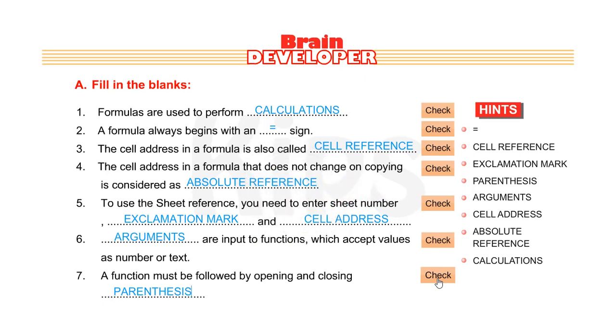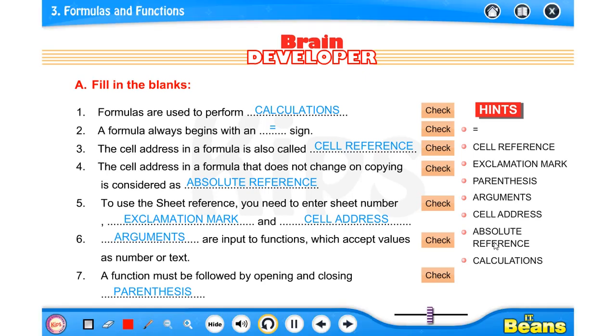So these are the answers of the fill ups, beta. Number 1 is calculation. Number 2 equal to sign. Number 3 cell reference. Number 4 absolute reference. And in the fifth fill up, exclamation mark and cell address. The sixth one arguments. And the last one is parenthesis. I hope all fill ups are clear to you.